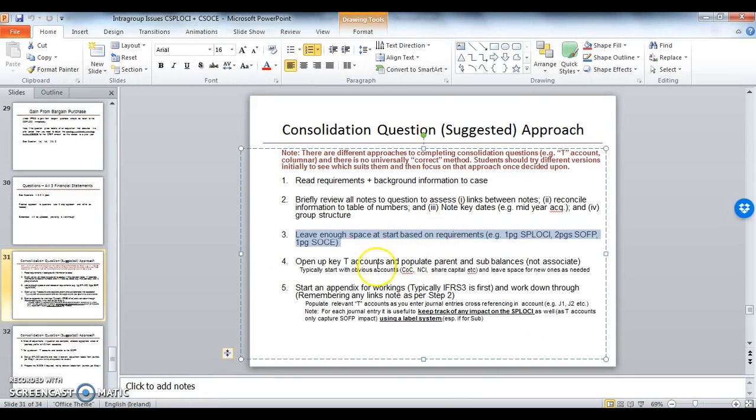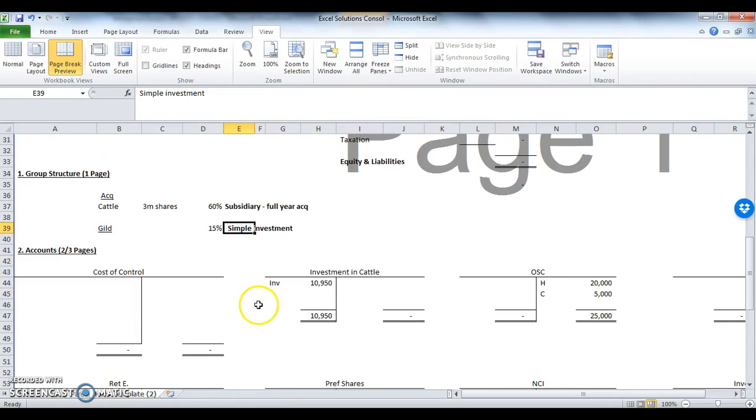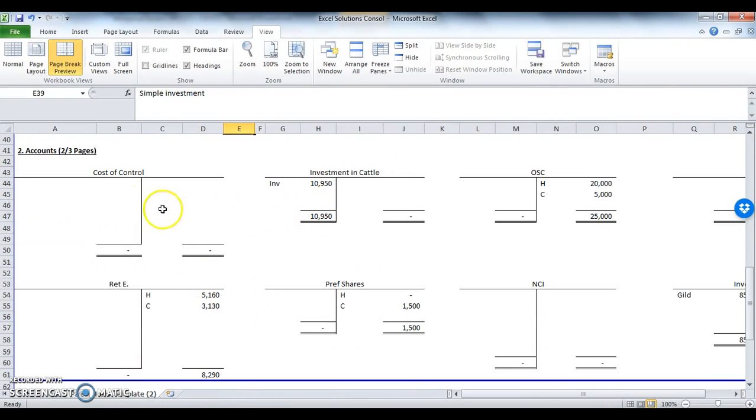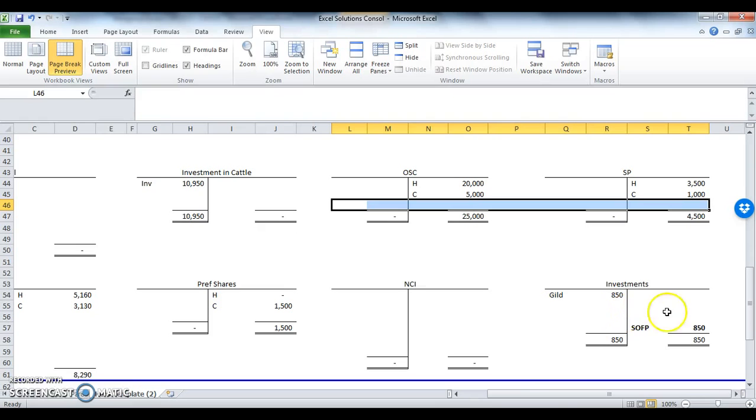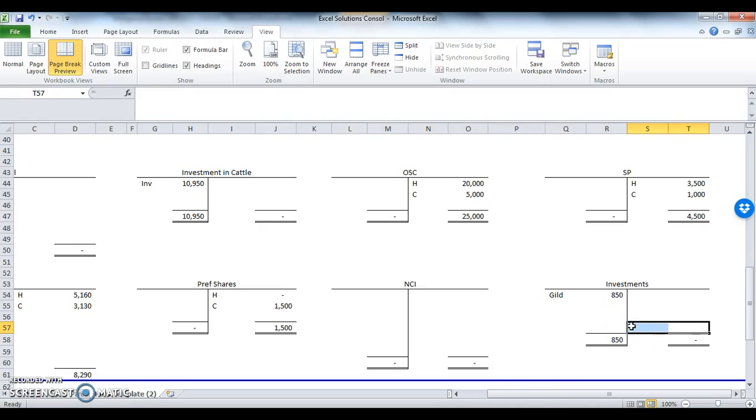So along that step as well, I open up my key T accounts. Now you may not want to do this, you may go a different approach, but I just want to show you this is essentially how I approach it. I'll open up some of the key accounts, so cost of control, retained earnings, pref shares, NCI, investment in Cattle, and a few other T accounts, and all I'll do is populate the current balances as they are.